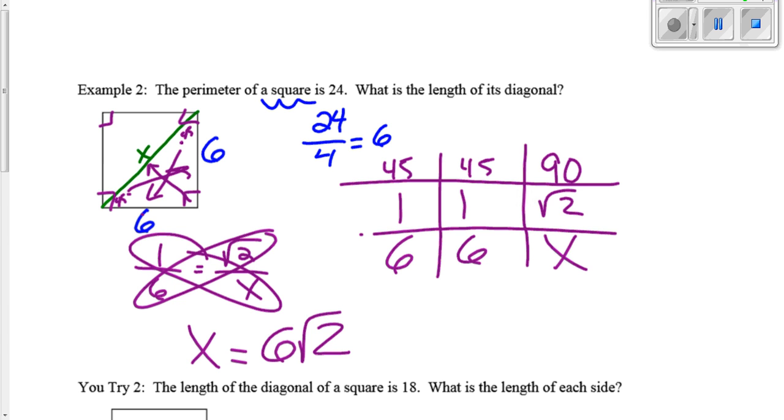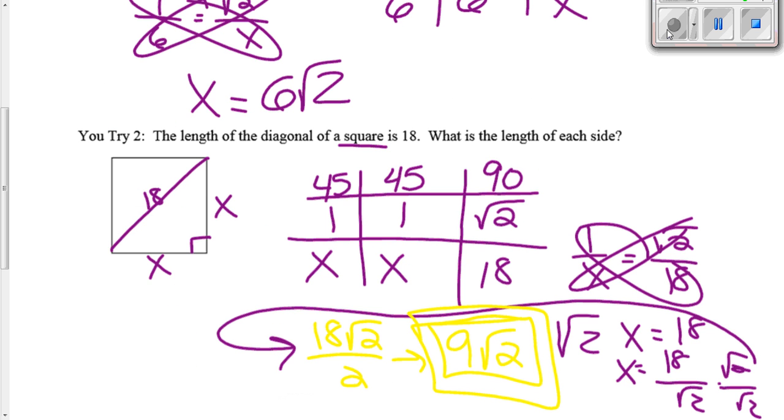All right, please pause the video. Try the next one on your own. All right, and the answer is 9 radical 2, 9 square root 2. This time they told me the diagonal. I had to find the side length. So make sure you're reading those keywords and knowing what you're labeling.